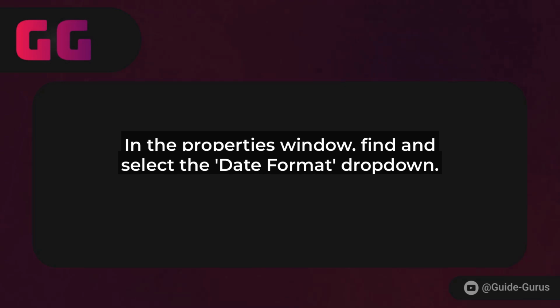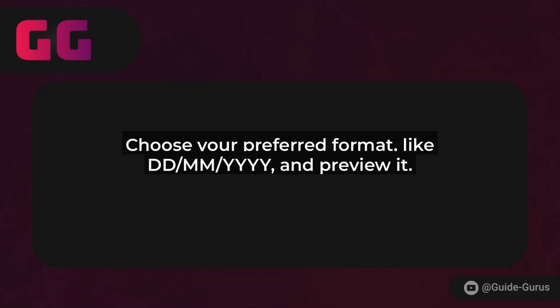In the Column Properties window, scroll down until you see the Date Format section. Here, you'll find a drop-down menu with different options, such as US Format, European Format, or Custom Settings. Click on the drop-down and choose the format that suits your needs. For example, select DD/MM/YYYY, if that's your preference.